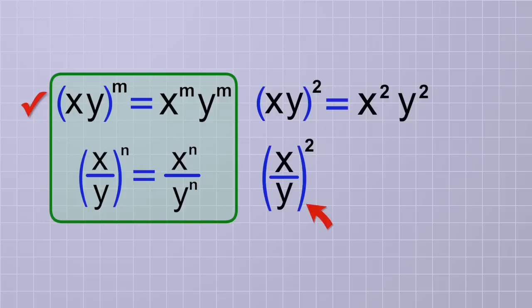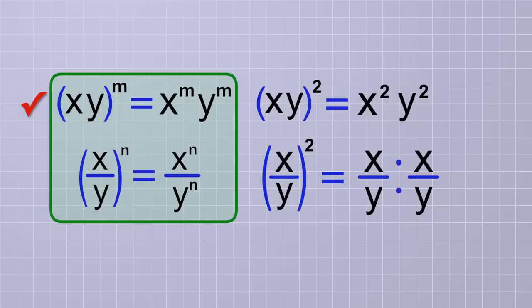In the second expression, we have the quantity x over y squared. That's the same as x over y times x over y. To multiply these fractions, we just multiply the tops and multiply the bottoms, which gives us x times x over y times y. And that simplifies to x squared over y squared, so that one checks out too.